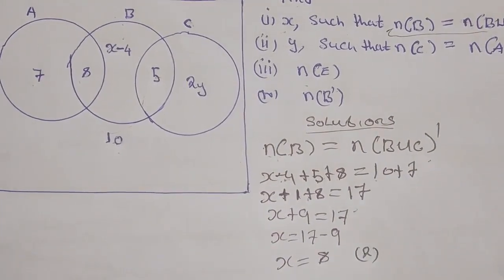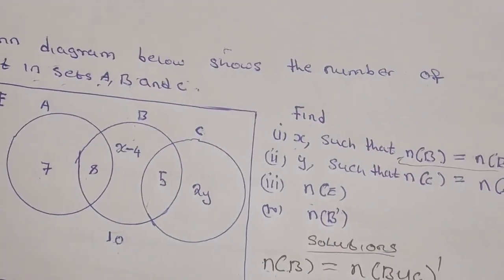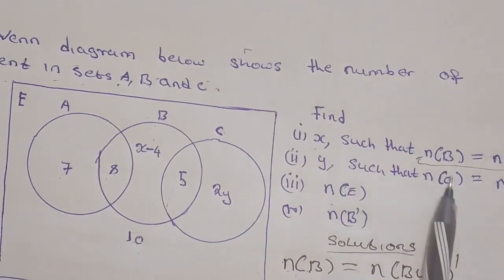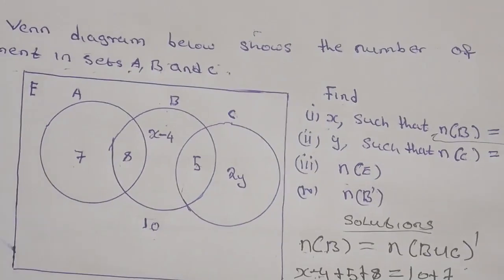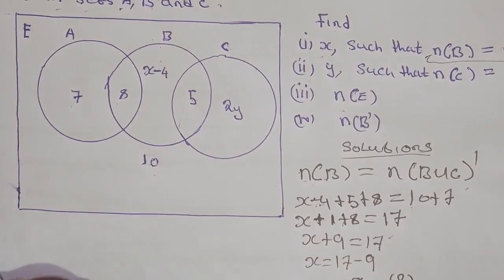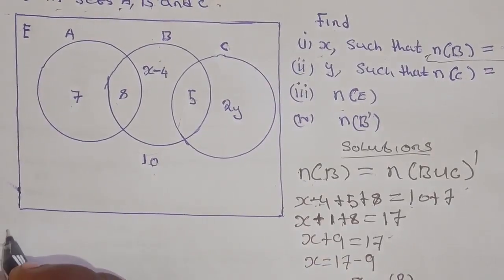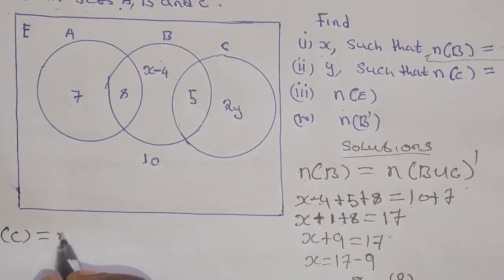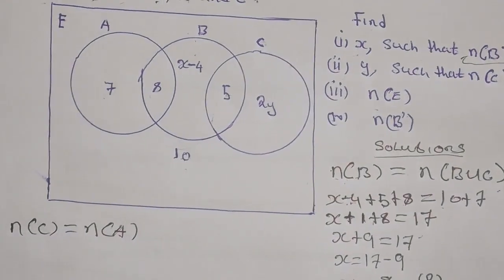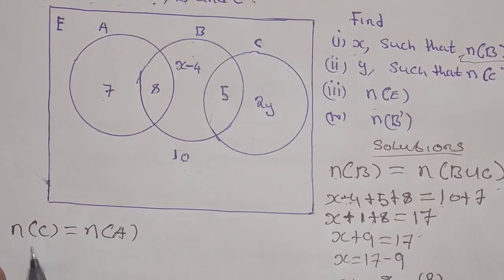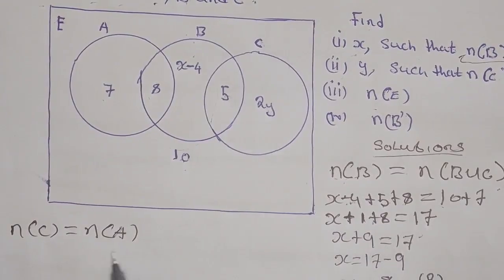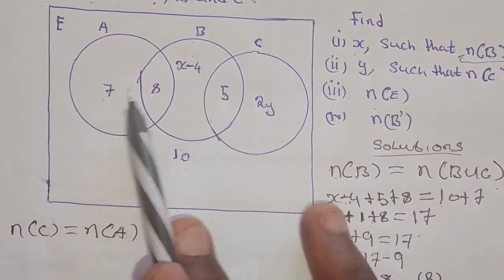Okay, let's proceed to the next question, part 2, which says find y such that n(C) is equal to n(A). As usual, we write the important statement given: n(C) is equal to n(A). The numbers in C are just 5 and 2y. So we add these two and equate them to the numbers in A, which are just 7 and 8.